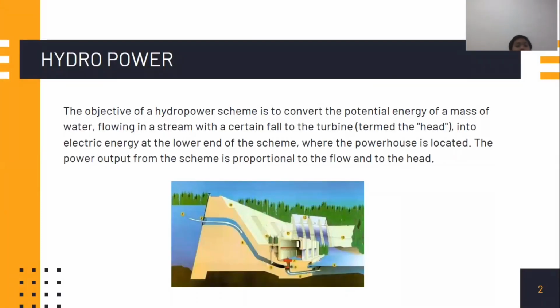First of all, hydropower. The objective of hydropower is to convert the potential energy of a mass of water flowing in a stream with a certain value to the turbine into electric energy at the lower end of the stream, where the powerhouse is located. The power output is proportional to the flow and to the head.